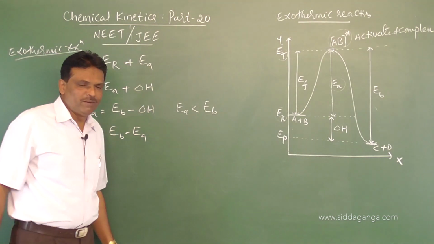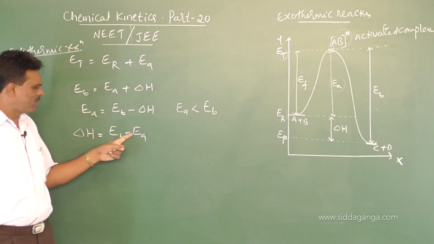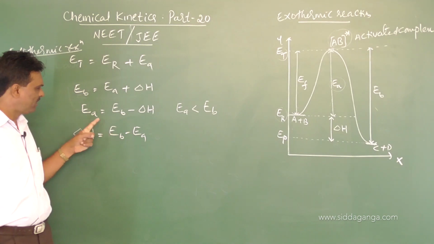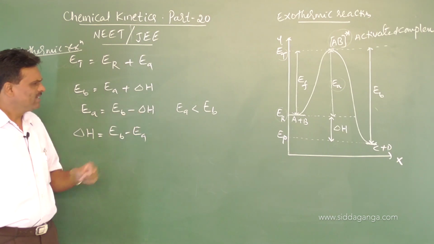The minimum activation energy for the forward reaction. Observe what happens: how much should the minimum activation energy be? Here, EA is equal to EB minus delta H. EB minus delta H.